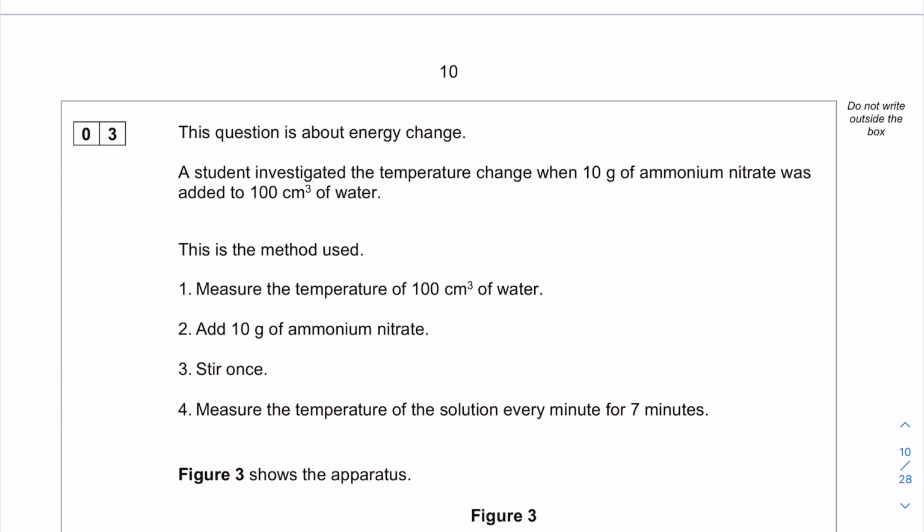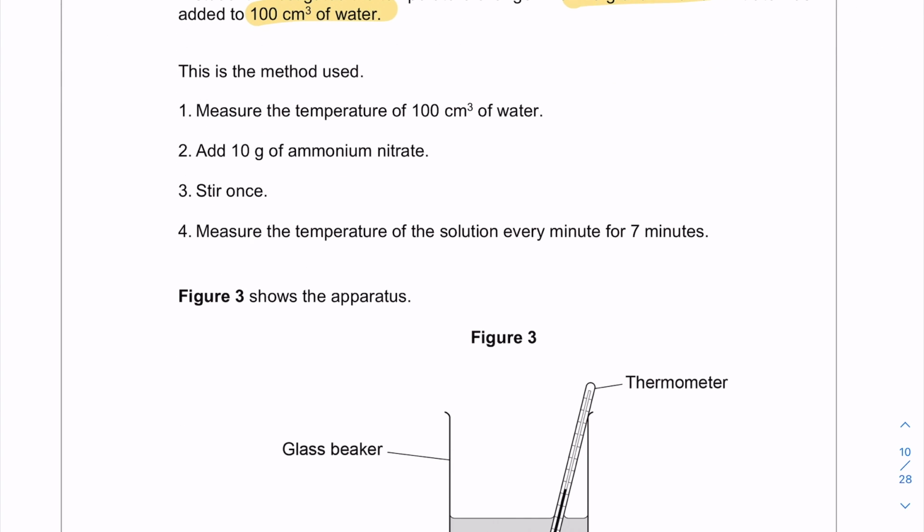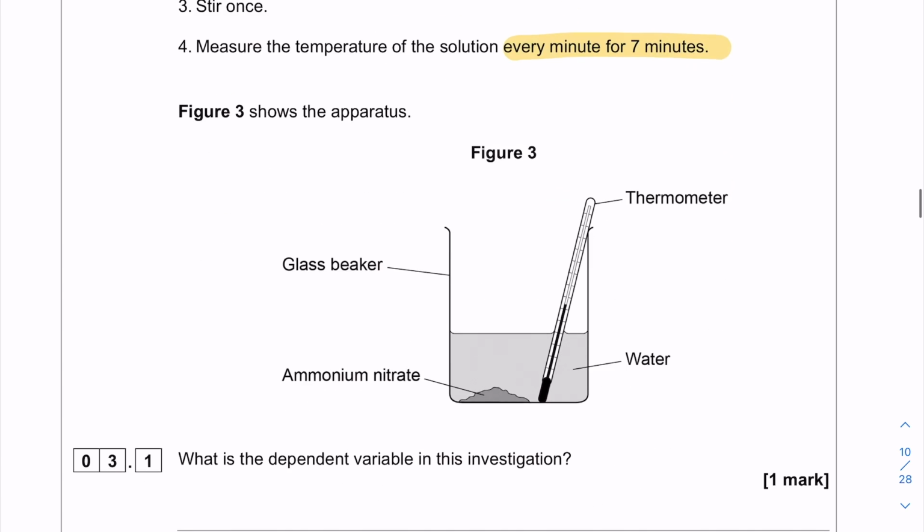This question is about energy change. A student investigated the temperature change when 10 grams of ammonium nitrate was added to 100 centimetres cubed of water. This is the method used. Measure the temperature of 100 centimetres cubed of water. Add 10 grams of ammonium nitrate. Stir once. Measure the temperature of the solution every minute for 7 minutes.